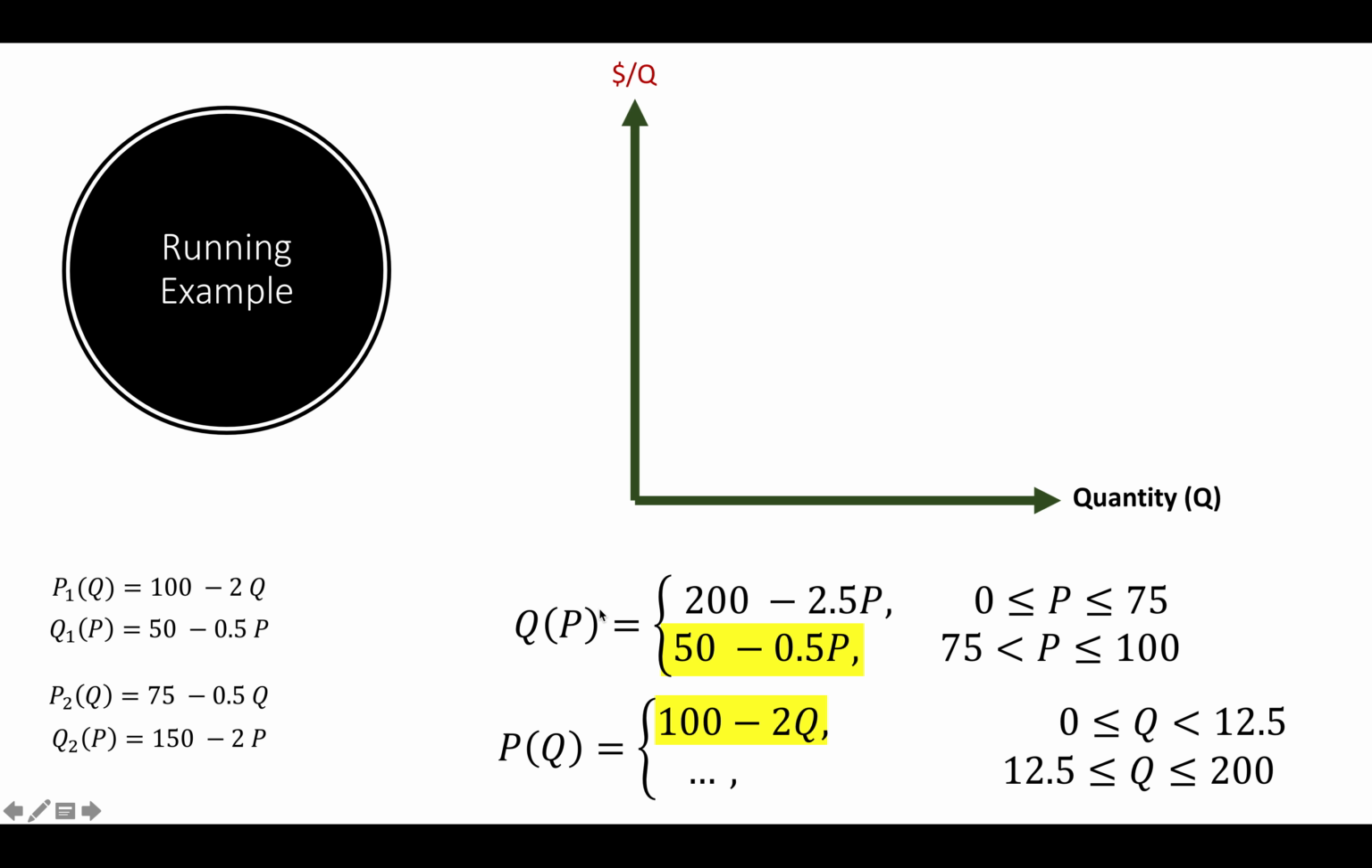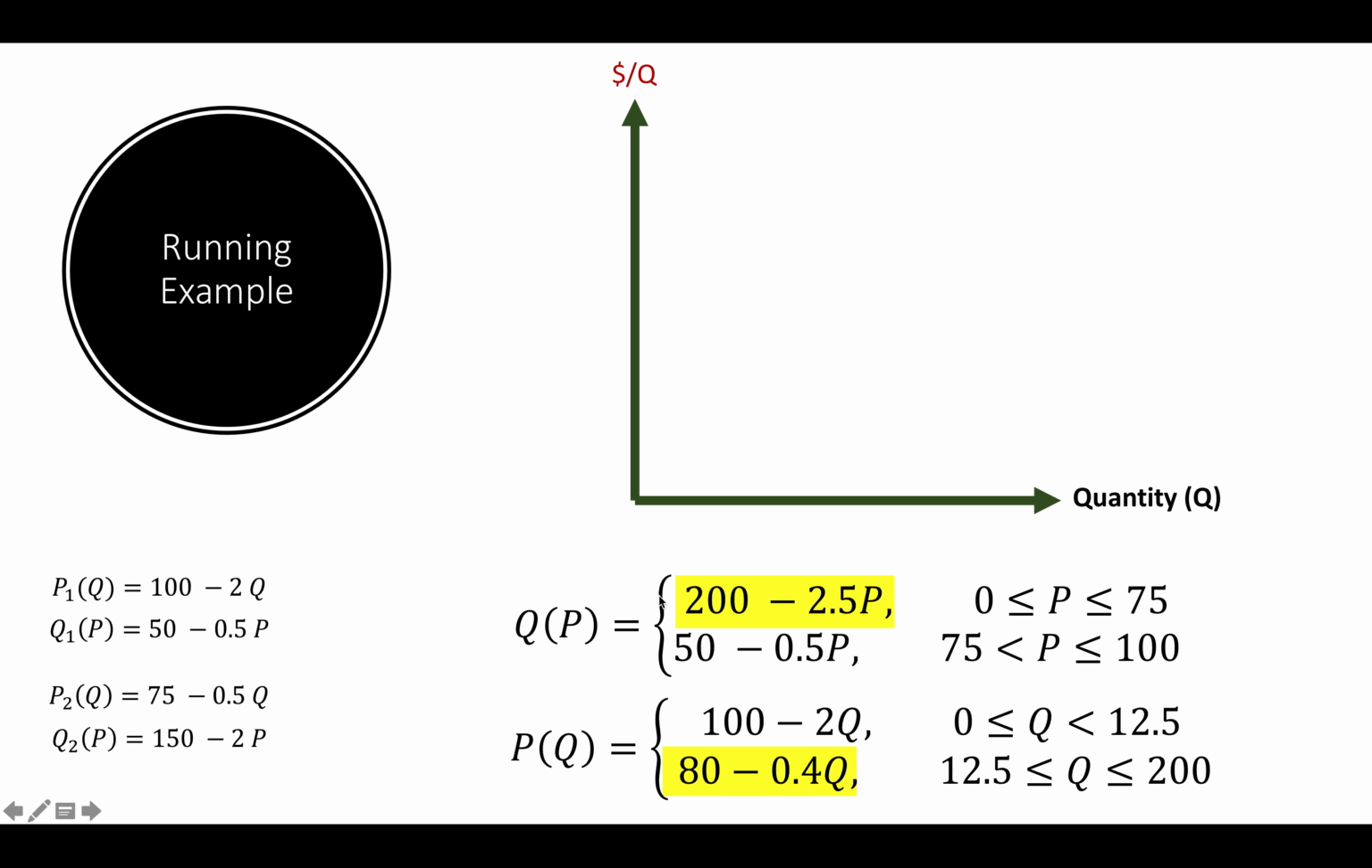Then I have to flip to the other one, and so I would set q equal to this. Well, I want to solve for p. So then I solve for p, and I would end up getting p is equal to 80 minus 0.4q, and that's what goes in this bottom expression. So now I have a demand function that's in pieces, a piecewise demand function, and I also have a piecewise inverse demand function. And this is actually what I will end up plotting.